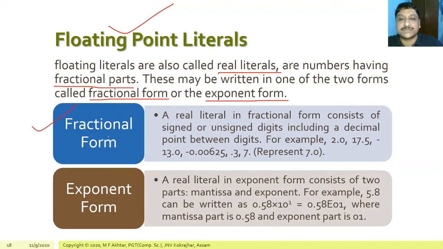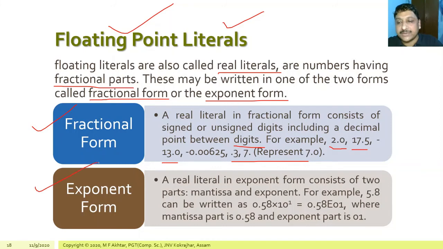First is known as fractional form. A real literal in fractional form consists of signed or unsigned digits, including a decimal point between digits. Okay, it means that if we want to represent a floating point number in a fractional form, then we must use a decimal point in between the numbers. Say for example 2.0, 17.5, 13.0, minus 0.00625, 0.3, 7. These are also fractional form floating point literals.